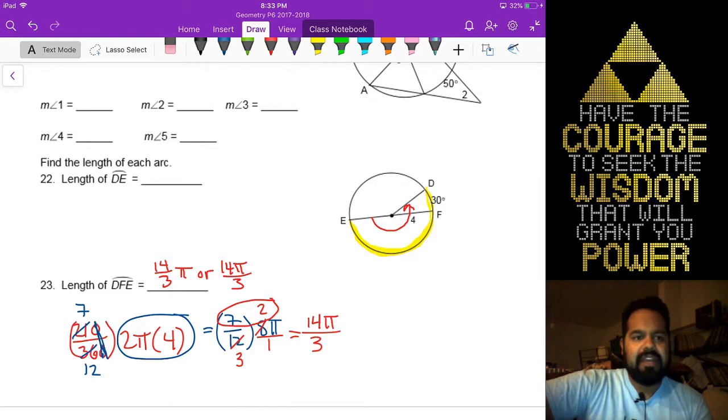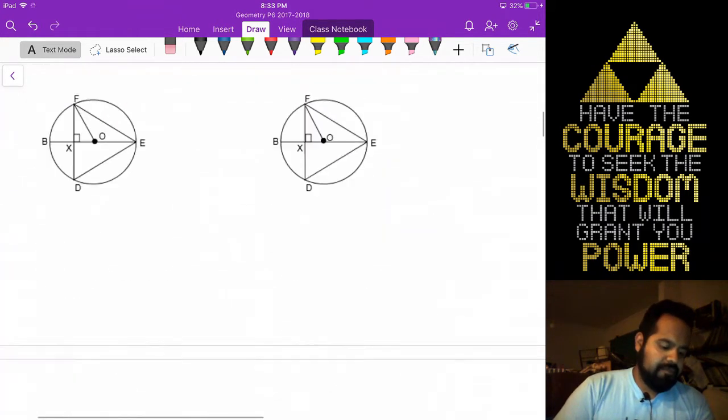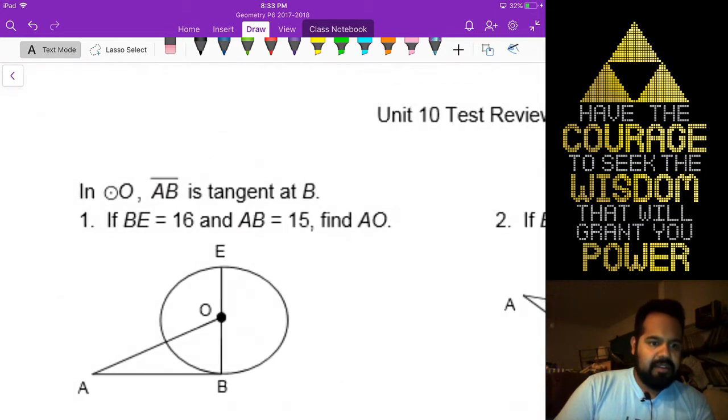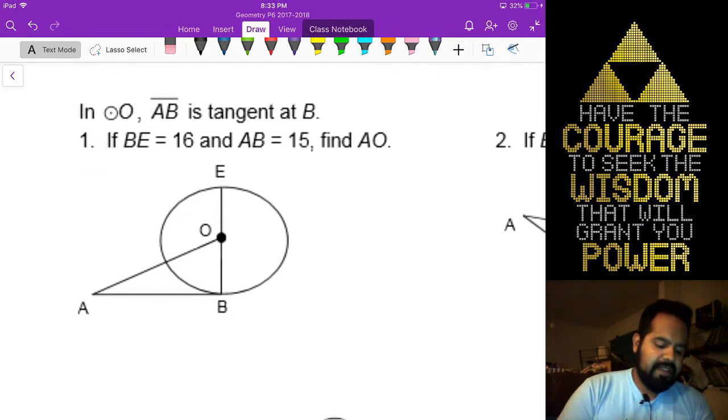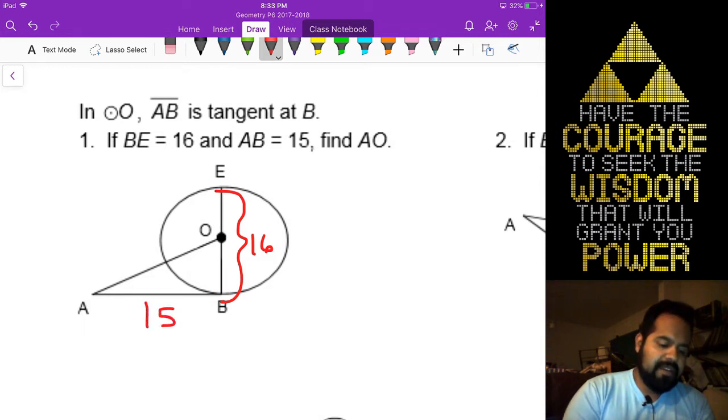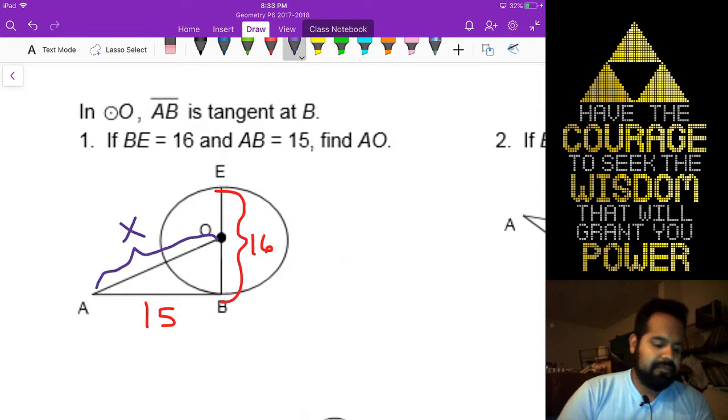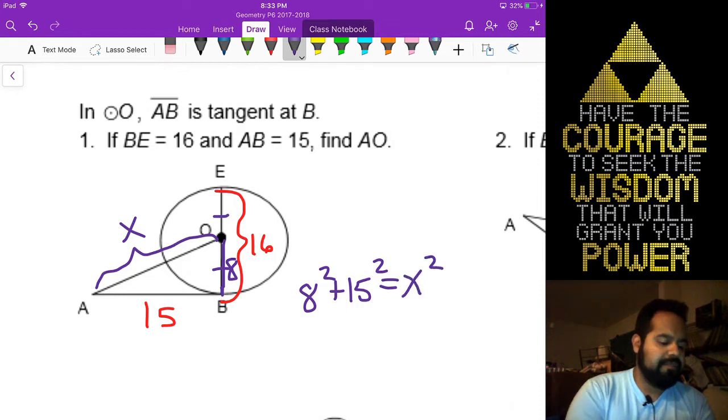Start from the beginning. Can't go wrong with that. Number 1. Sweet. We know that BE is 16. AB is 15. And our job is to find OA. So let's call that X. Well, we have our radius here. It's going to be 8. So we're going to say 8 squared plus 15 squared equals x squared.